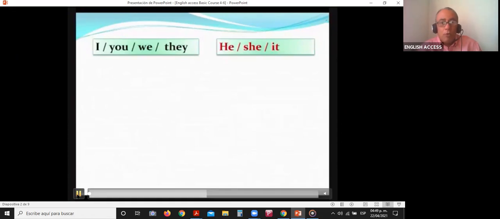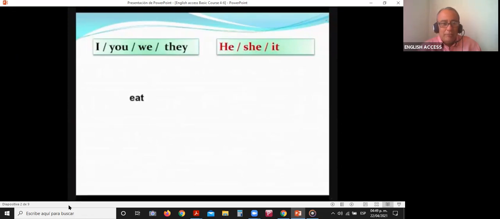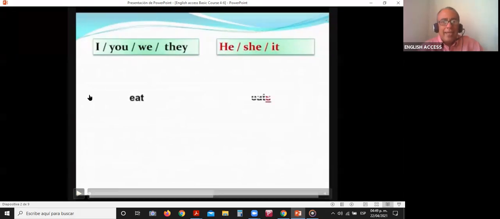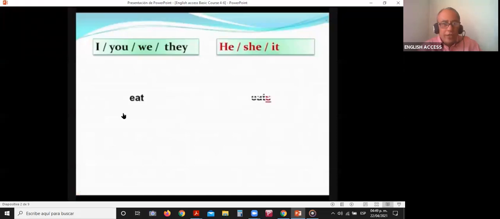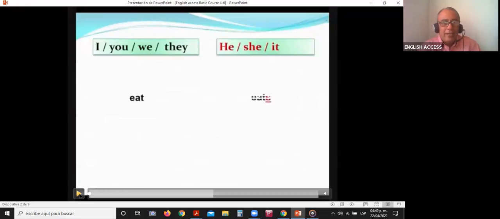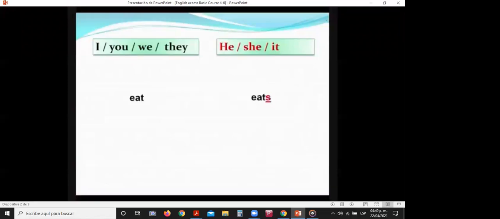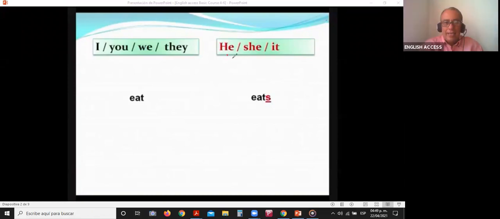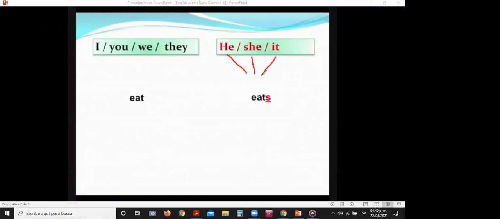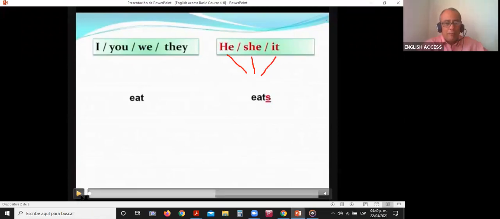Okay. More examples here with I, you, we, they, and he, she, it. For example, I eat, you eat, we eat, they eat. But he what? Repeat, please. He eats. He what? He eats. She eats. It eats. Very good. The same applies for more verbs.